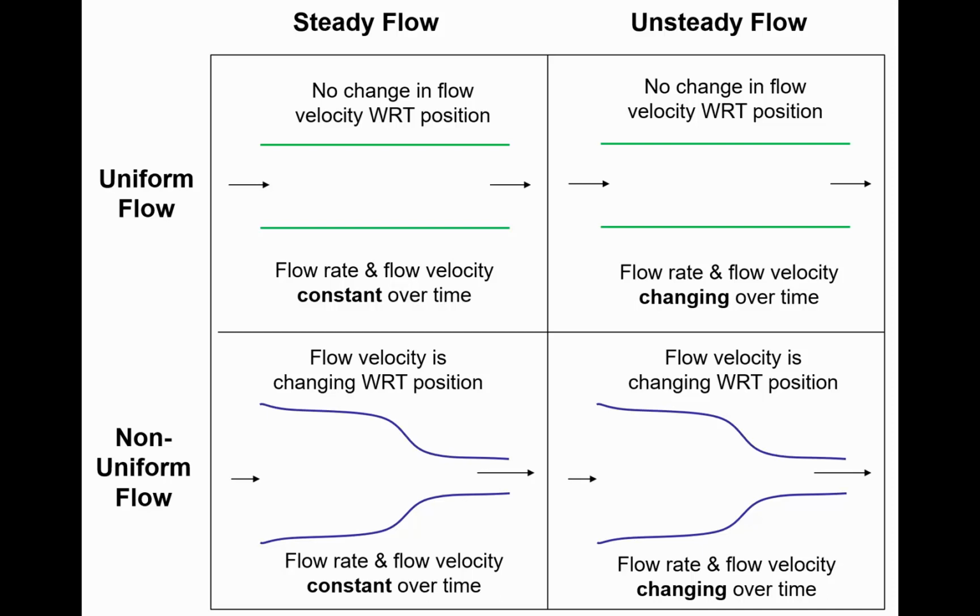So I wanted to illustrate that there's a 2x2 matrix, that each one of these possibilities exists. Just because flow, for example, is steady doesn't necessarily mean that it is uniform or non-uniform, because you can have both cases.